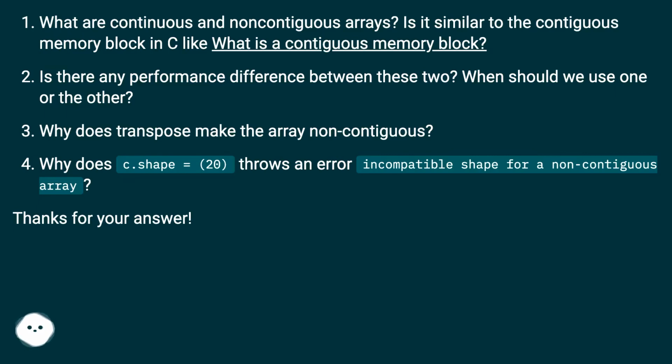Why does transpose make the array non-contiguous? Why does C.shape = 20 throw an error, incompatible shape for a non-contiguous array? Thanks for your answer.